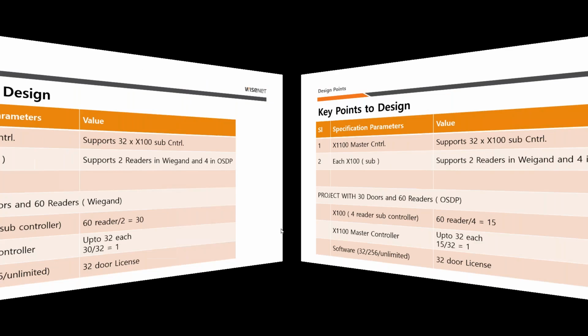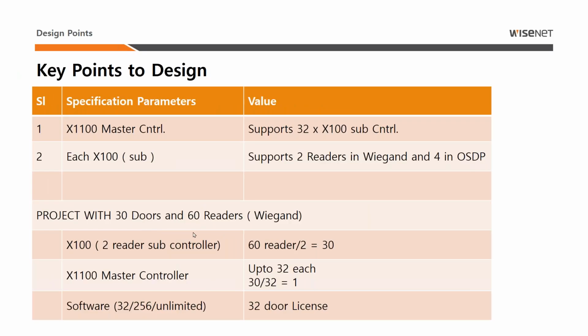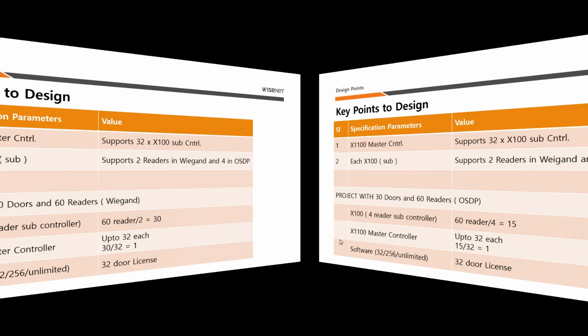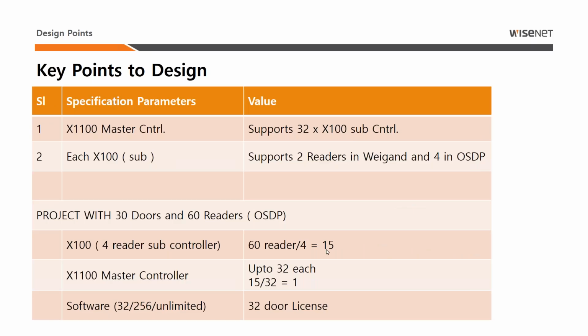So roughly, if you use a door with two readers, for OSDP you need only half the quantity of boards. Whereas in Wiegand, you need 30. In OSDP, you need only 15. Half the quantity, so you see the big difference. So when you have two readers per door, OSDP is more beneficial. Then the rest is the same.